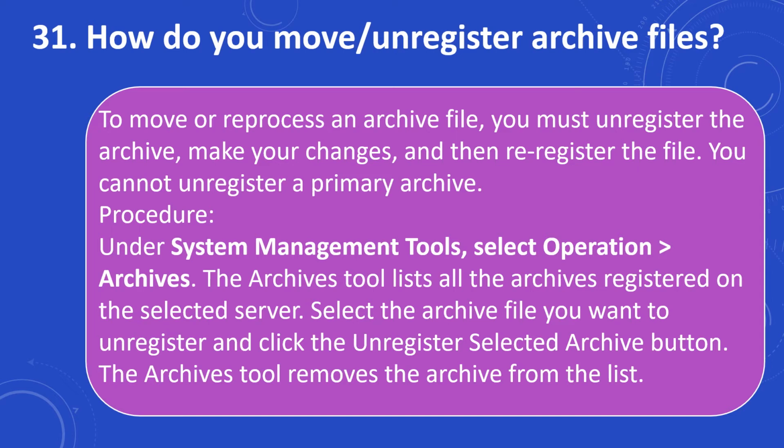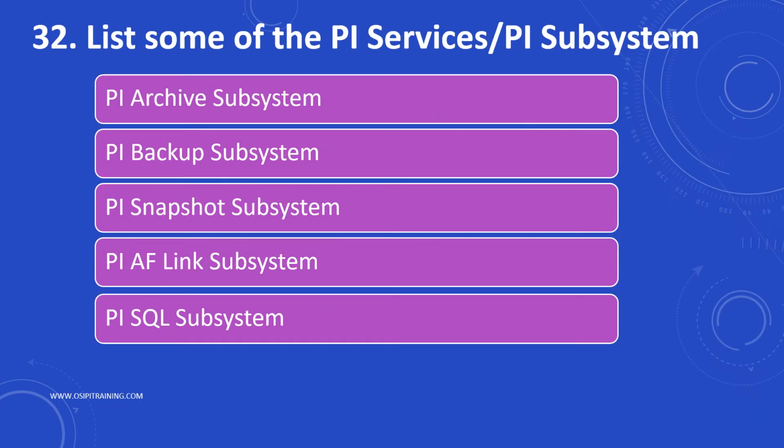Under operations, you will be selecting the archives. The archive tool lists all the archives registered on the selected server. Select the archive file you want to unregister and click the Unregister Selected Archive button. The archive tool removes the archive from the list.